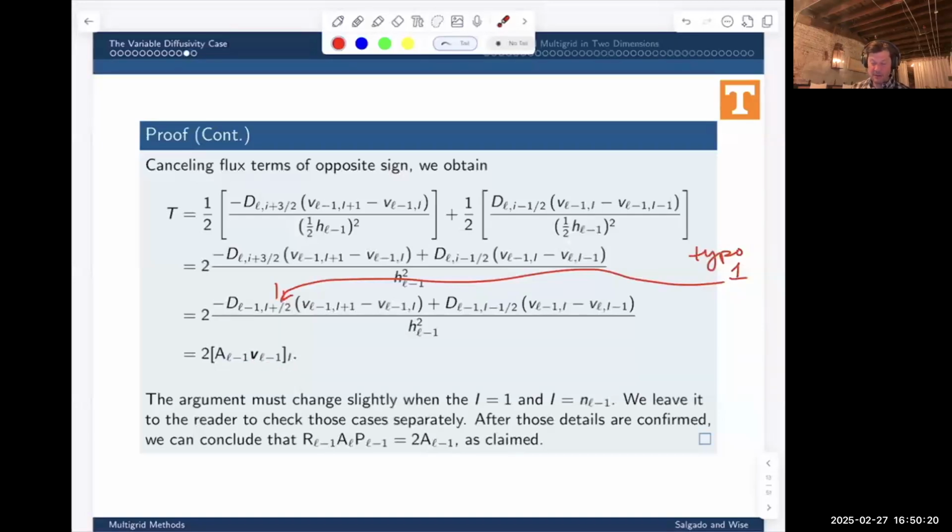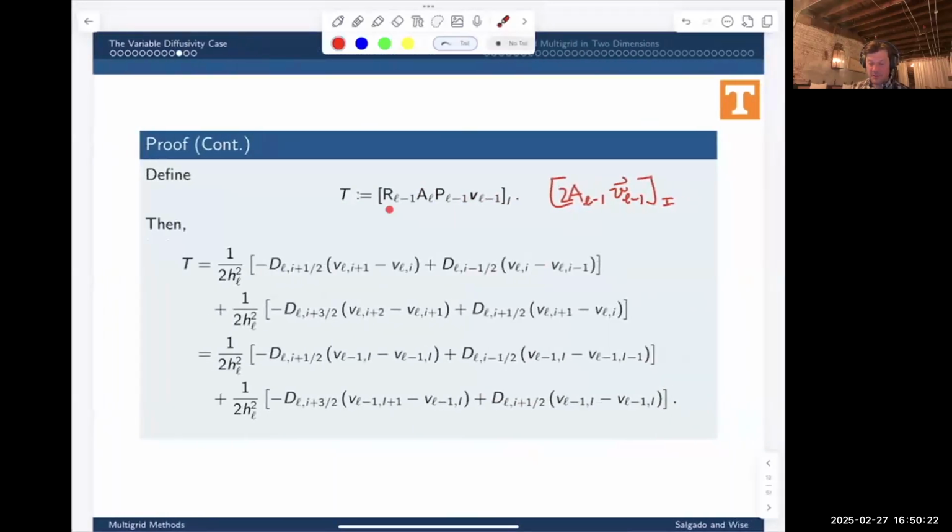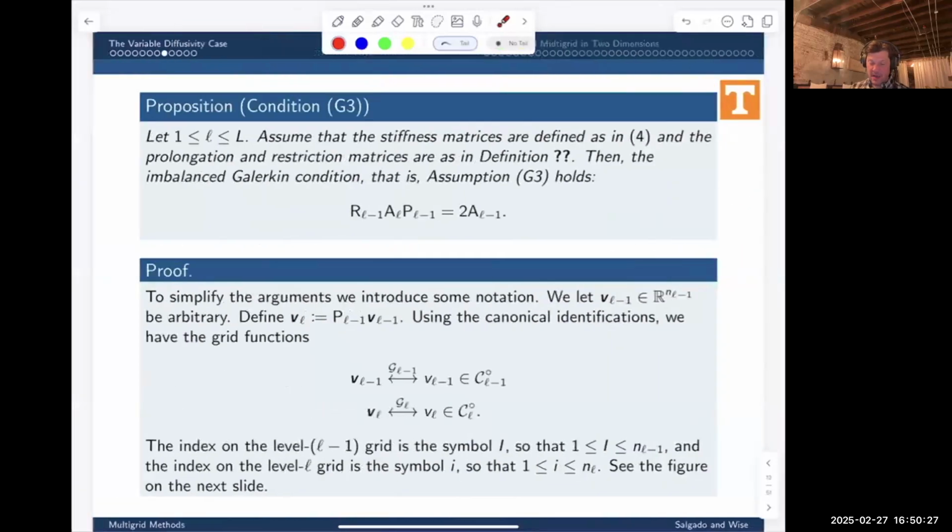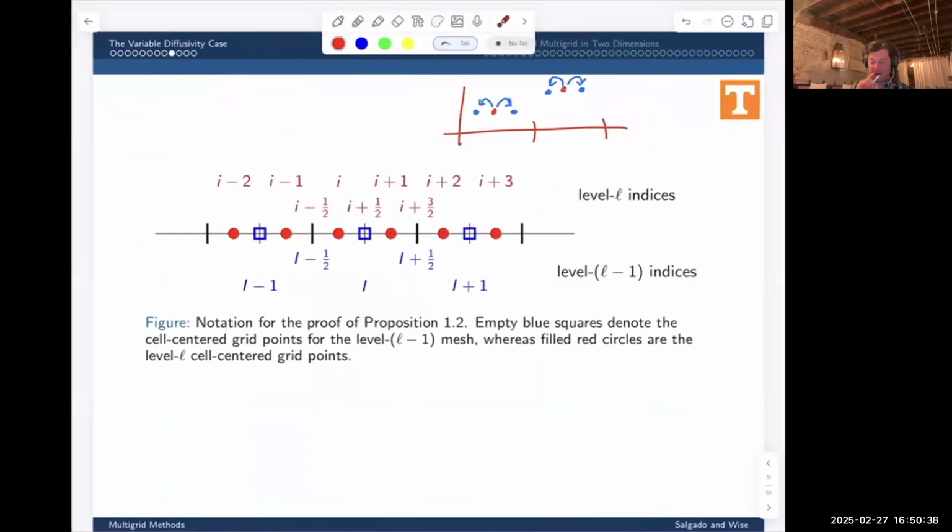So I've just shown exactly what I wanted to show. This is equal to that. That shows that this unbalanced Galerkin condition holds. So assumption G3 holds for my problem. So this shows that if I do a careful distribution or definition of points, my finite difference operator, or my multigrid, works out to satisfy the unbalanced Galerkin condition.